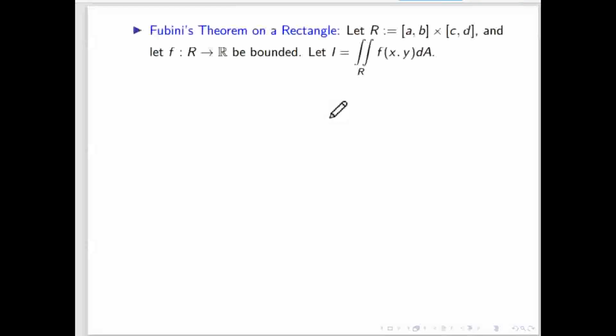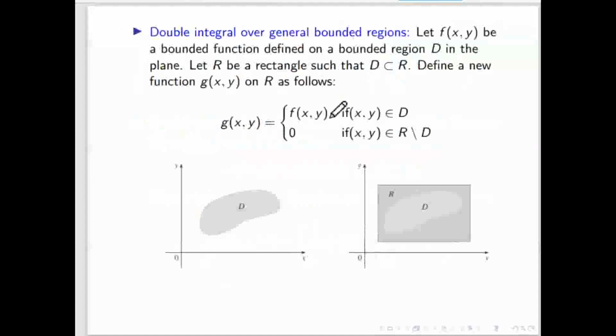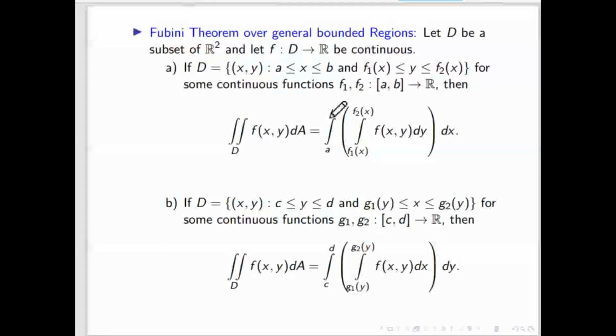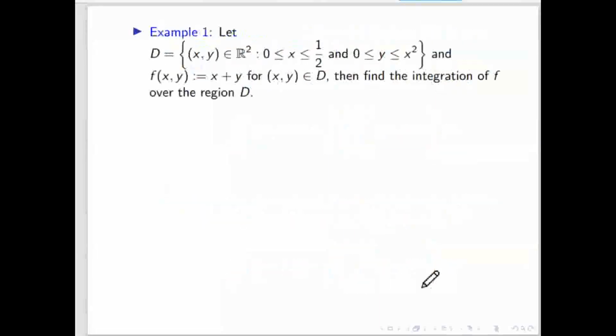The second version of Fubini's theorem is this one. Depending on the domain, if y is bounded by two functions f1 and f2, then we will apply the limit of y first and then the constant limit of x, and that will give the value of this integration. Similarly, if x is a function of y and bounded by g1 and g2, then we'll apply the limit of x first and then the limit of y. We have seen this example in the last class.